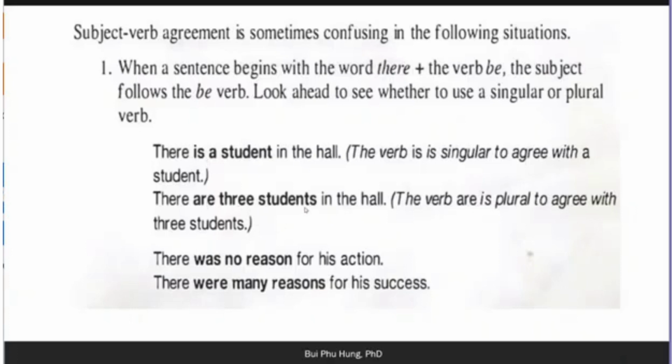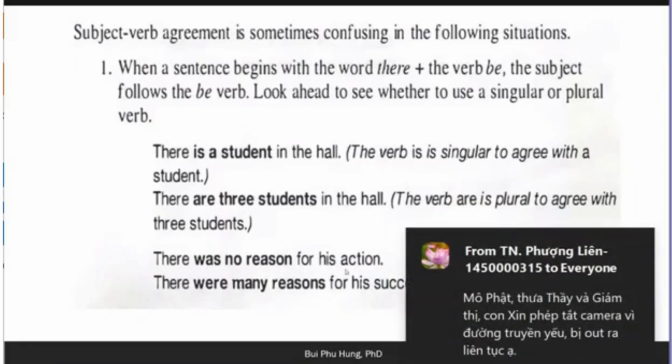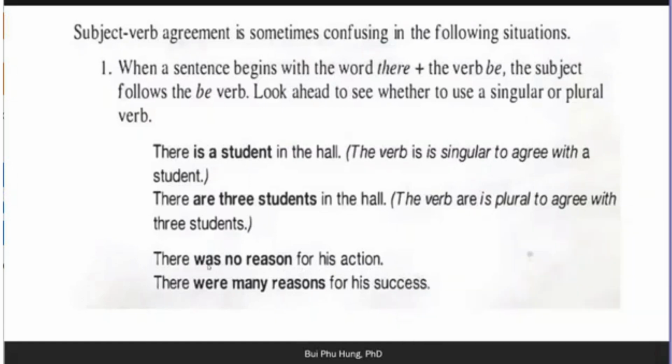There are 3 students in the hall. 3 students here, the subject, is plural, more than one, and the verb are is plural. There was no reason for his action. So no reason, singular, and was, singular. There were many reasons for his success. Many reasons, plural, and were, plural.